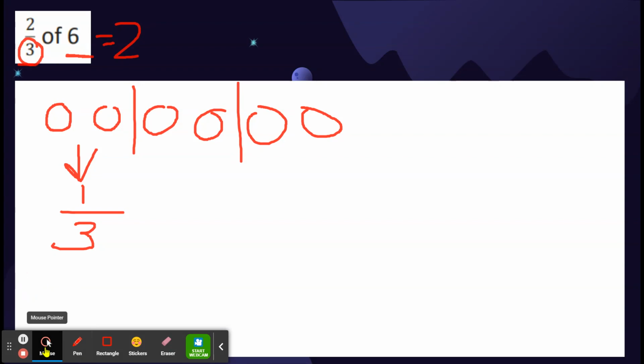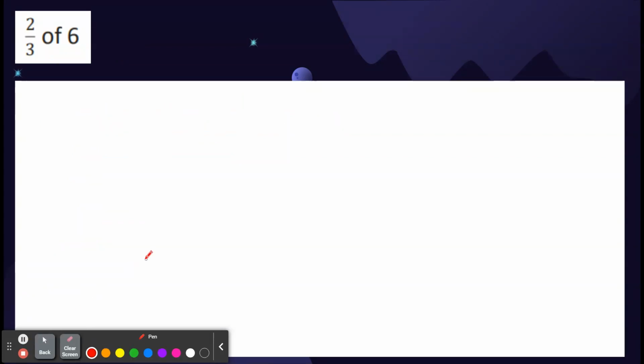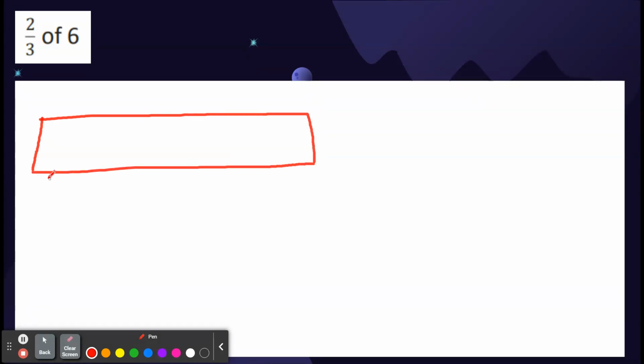Let me erase this really quick. Okay, now I want to find out how much is 2/3 of 6. This time I'm going to use a strip diagram to represent this problem. So I'm going to go ahead and draw my strip. And this whole strip is going to represent 6.